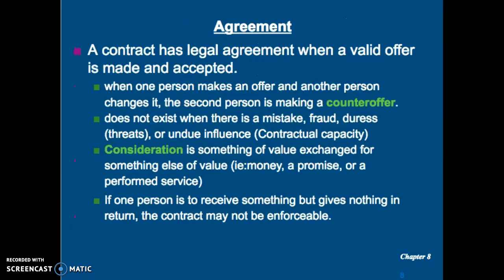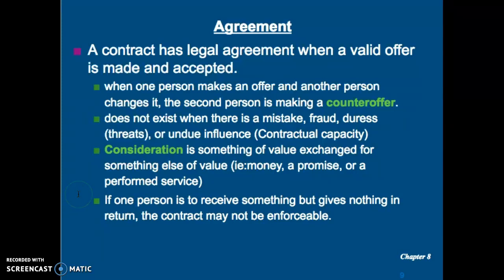But what we really want to talk about is what are the detailed parts of a contract. And one of the main parts of a contract is the agreement. When one person makes an offer and another person changes it, the second person is making a counter offer. So if you've watched any of the shows that deal with pawning in a pawn shop, they tend to make counter offers. I want you to buy this from me for $500. Well, how about $450? That back and forth is different counter offers until an agreement is come to, until both parties agree, and that's when an actual agreement has been made, which can turn into a contract.